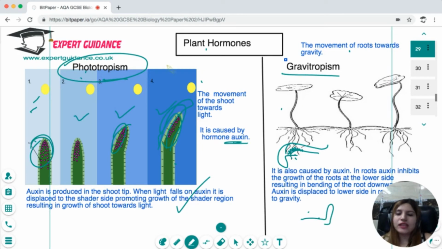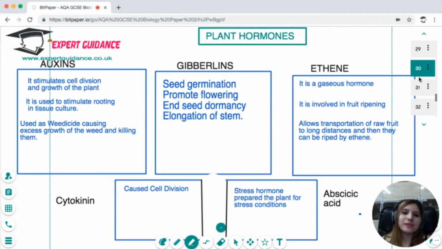Why? Because in phototropism, auxin is causing the growth in the shaded region, and in gravitotropism, the auxin is inhibiting the growth on the side where it is present. So you should know how both of these mechanisms work.